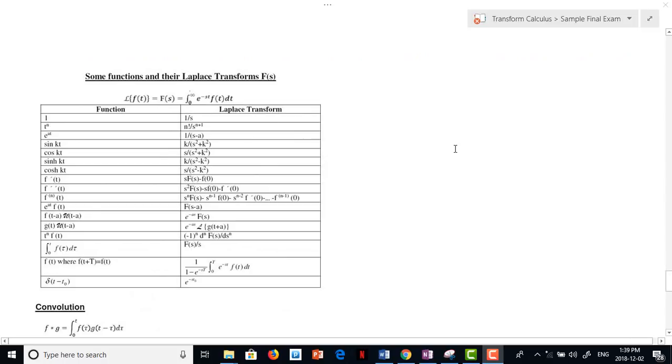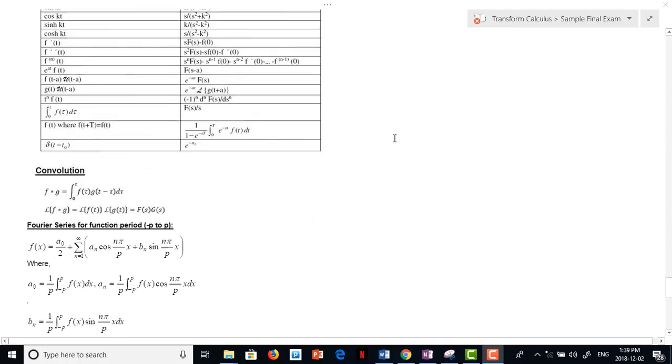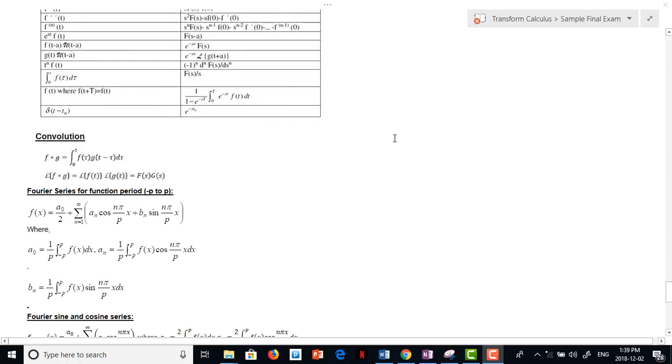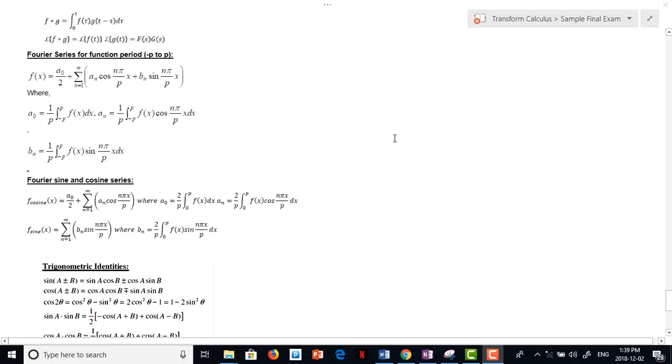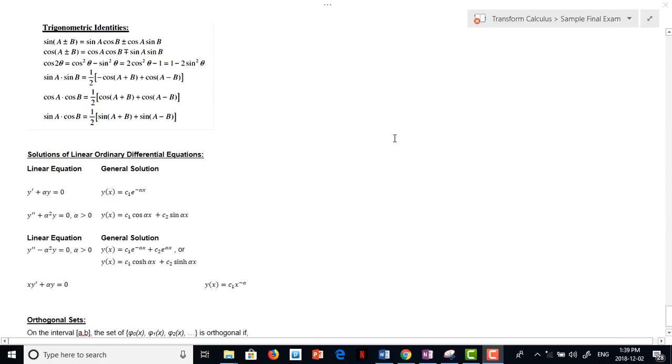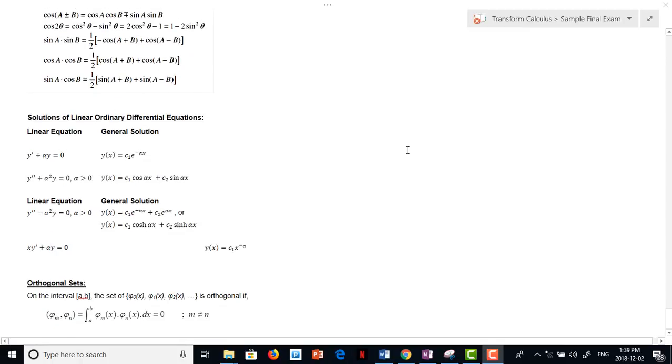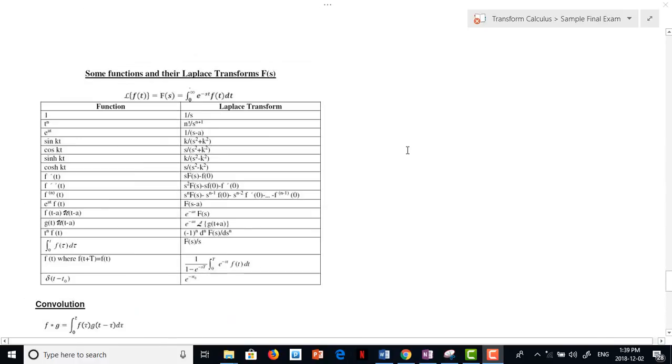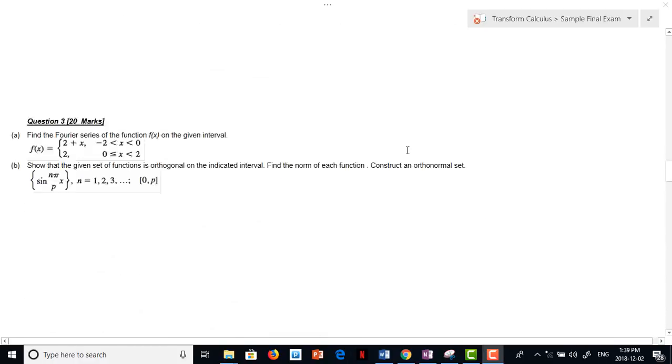At the end, we have the formula sheet. We have the table of Laplace transforms, and all the formulas are given. We have convolution. We have Fourier series on the range of -p to p. Here we have Fourier sine, Fourier cosine, and trigonometric identities. We have the solution of linear ordinary differential equations for problems number 4 and 5. And we have the definition of an orthogonal set. So let's start with solving the first problem.